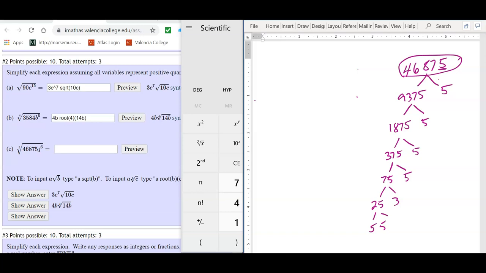So if I divide 4, 6, 8, 7, 5 by 5, I get 9, 3, 7, 5. And then I continue doing this. So I end up with 1, 2, 3, 4, 5, 6 5s. And then a 3. And it says I also have 6 J's.